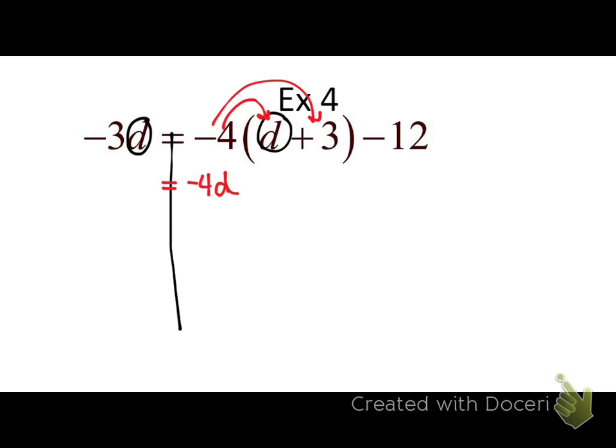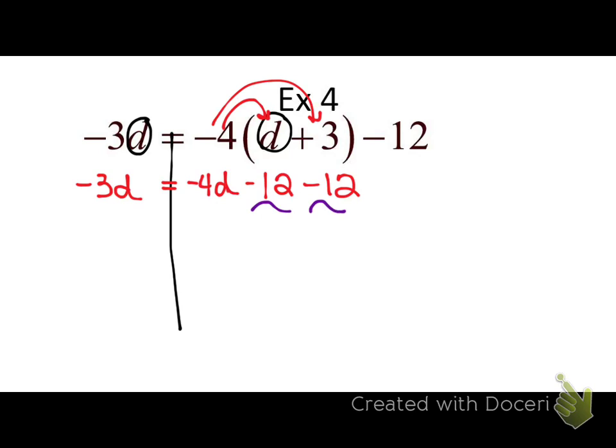Oh. 12. What kind of 12? Yeah. Good. And then I'm going to go ahead and bring down the rest of my information. Good. Then after I distribute, my next step is to see what? What do I do after I distribute? Find like terms. Okay, what are my like terms up here? Negative 12 and negative 12.